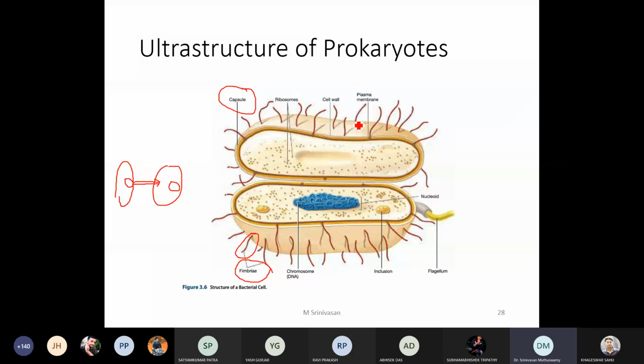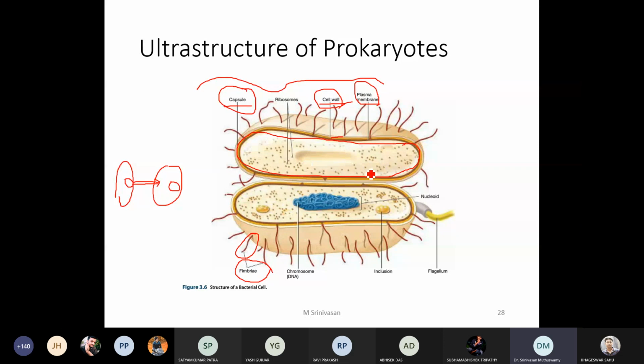Up next to the capsule we have the cell wall. Again, we have seen the two different types of cell wall, gram positive and gram negative, which we will see in detail. Next to the cell wall we have the plasma membrane, which is the innermost layer of the outer covering, the cell envelope. The capsule, cell wall and plasma membrane together can be called the cell envelope. And this envelope encompasses this area, which is called the cytoplasm.